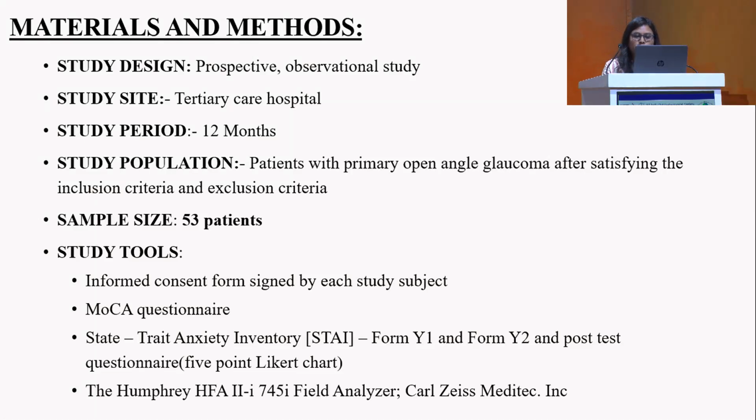It was a prospective observational study of 53 patients taken up in a tertiary care hospital for a period of 12 months, with patients with primary open-angle glaucoma after satisfying the inclusion and exclusion criteria. The tools required were informed consent from the patient, MoCA questionnaires, State-Trait Anxiety Inventory forms Y1 and Y2, and the Humphrey visual field analyzer, Carl Zeiss Meditec.